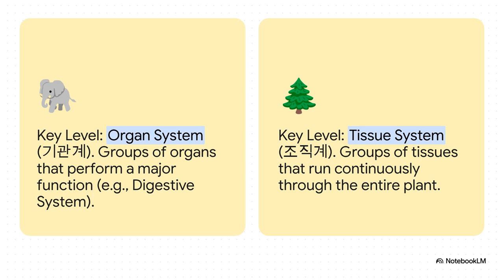So let's just boil it down to the one key difference between the 2 blueprints. For animals, the crucial level of organization is the organ system. You group whole organs together. But for plants, the key level is the tissue system. You group tissues into these continuous networks before you even make the organs. It's a subtle change in the assembly line, but it makes all the difference in the world.